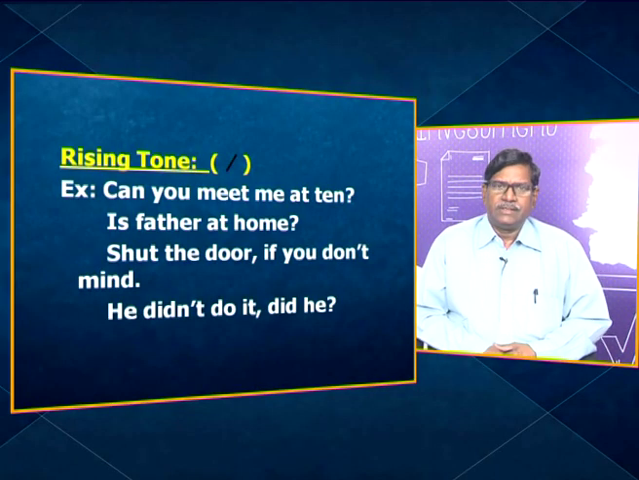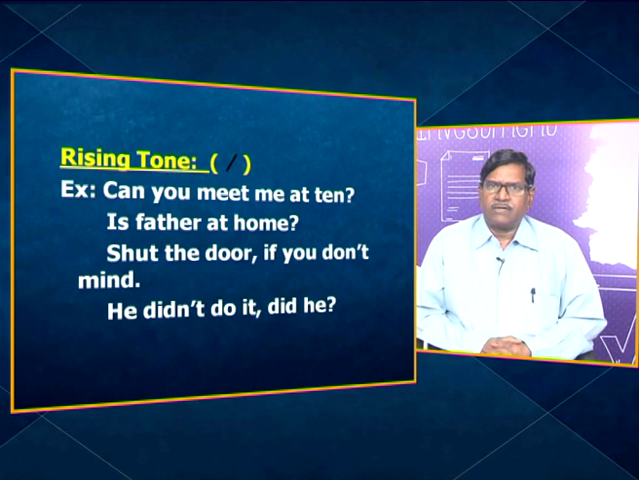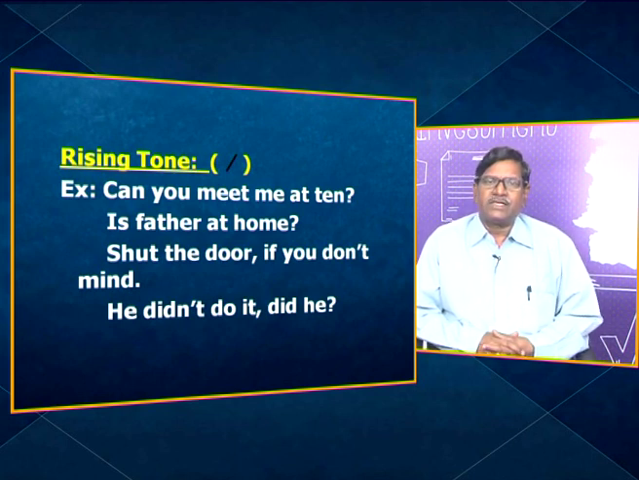Coming to the rising tone, the symbol is a slanted line moving upwards, and this rising tone is used in the case of yes/no questions, requests, cheerful greetings, tag questions, etc. In all these cases, we use the rising tone. For instance, can you meet me at 10? The rising tone is on meet. Is father at home? That is a yes/no question.